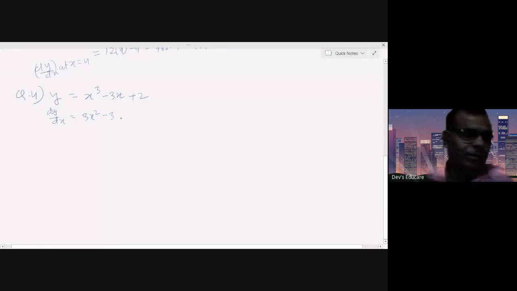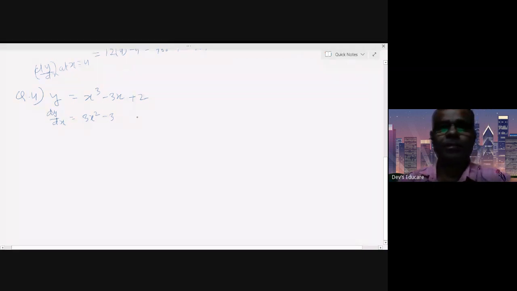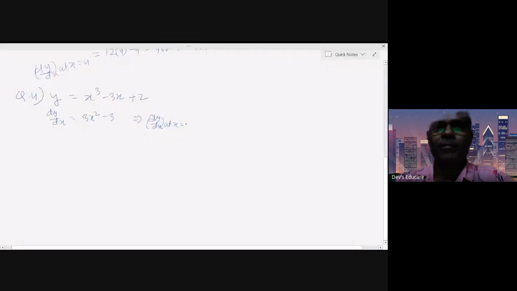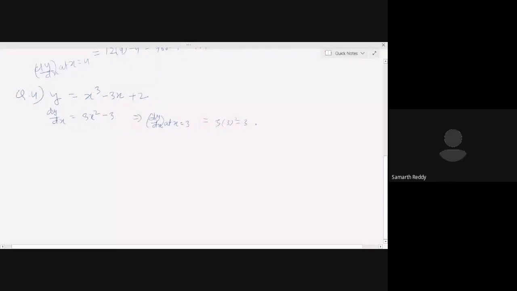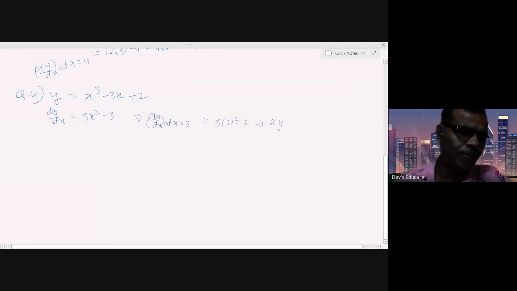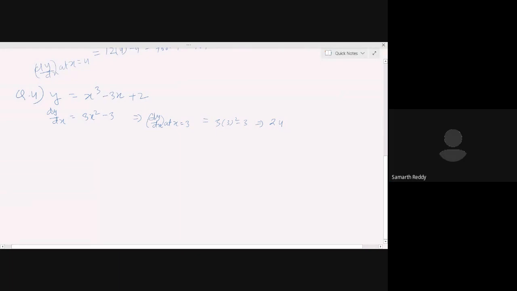At the point whose x coordinate is 3, we have dy by dx at x equals 3. This will be 3 into 3 squared minus 3, which gives 27 minus 3. So this will be 24. So the slope is 24. Question number 5 as well.